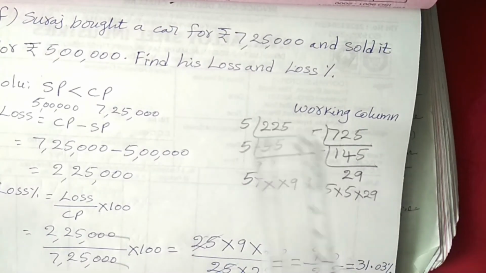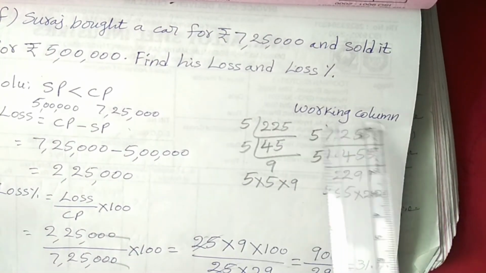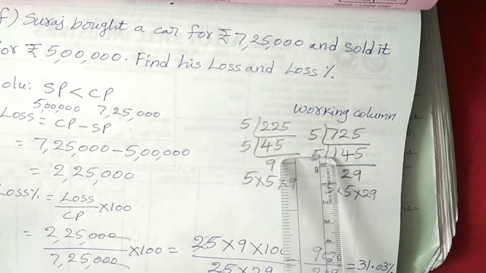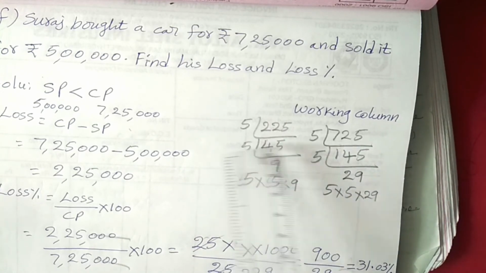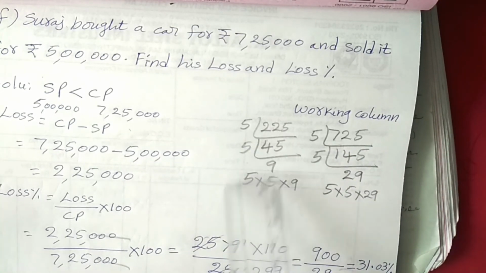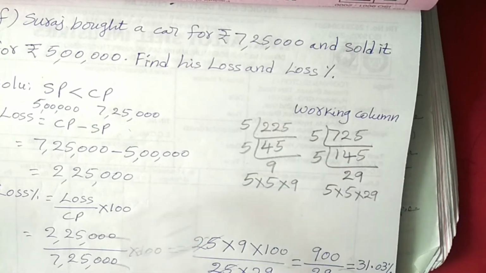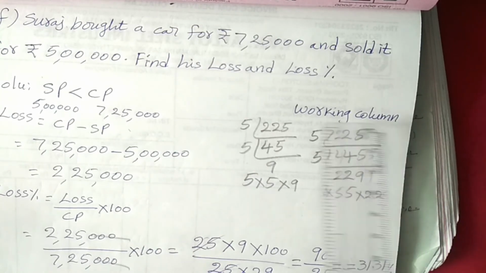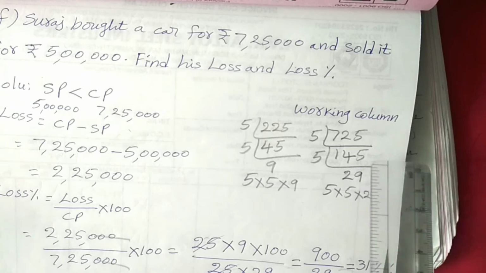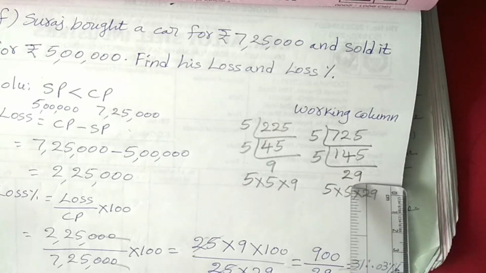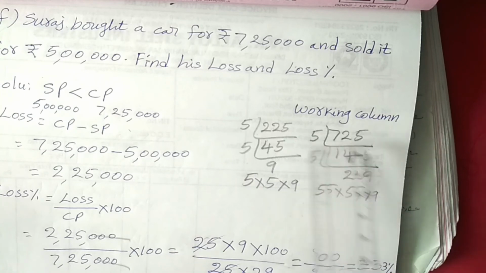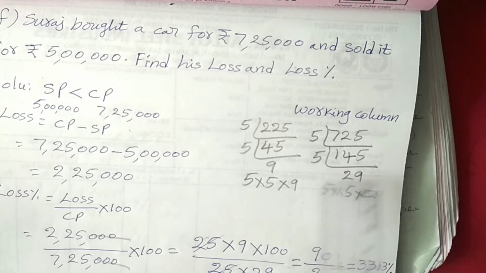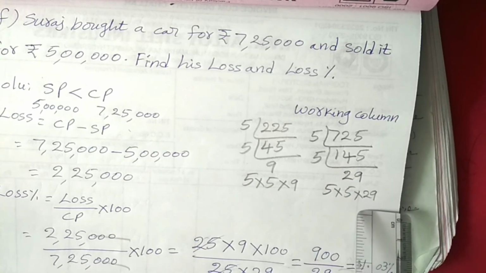I found the LCM for this 225. 225 divided by 5 is how many times? 45. We got the answer. So 45 divided by 5 is 9. So write as 5 into 5 into 9. Likewise find out for 725. So 725 divided by 5 is 145. 145 divided by 5 is 29. So write 5 into 5 into 29. So cancel these all 5s, 9 remains here, and here if we cancel the 5s, 29 remains.